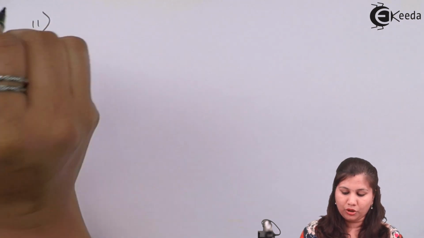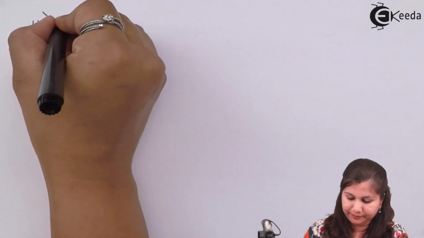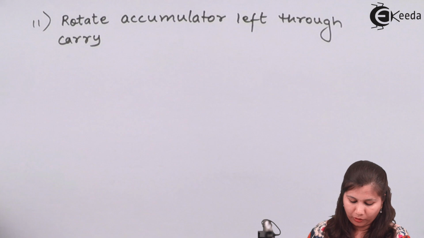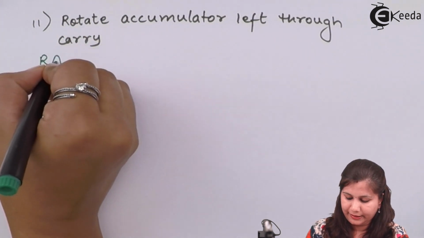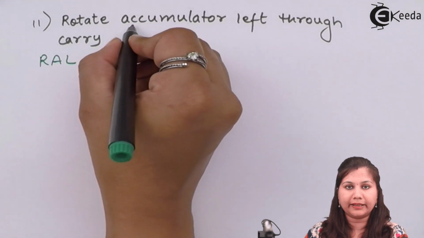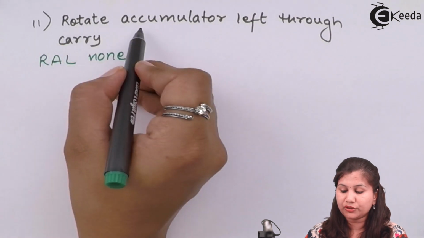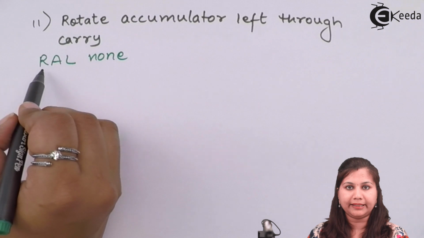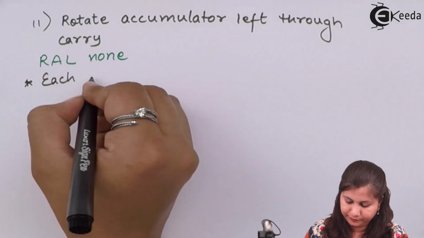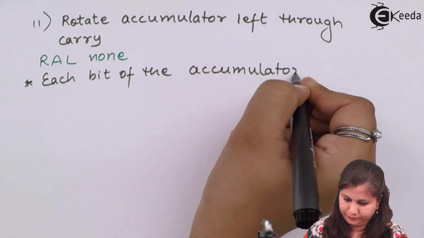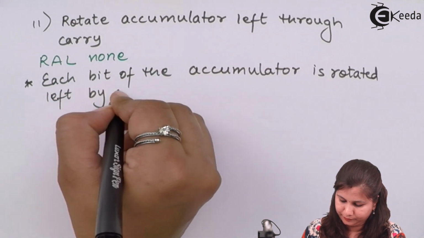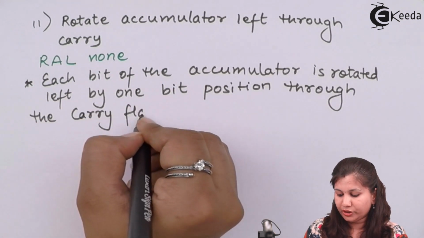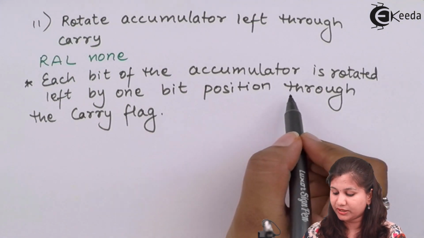The next instruction is rotate accumulator left through carry. The mnemonic for this is RAL. There is no operand; the operand is again the accumulator, and now we are going to rotate the contents of the accumulator to the left-hand side, but here we are using the carry flag also. So here we have RAL. Here rotation is done, but this rotation is done through the carry flag.